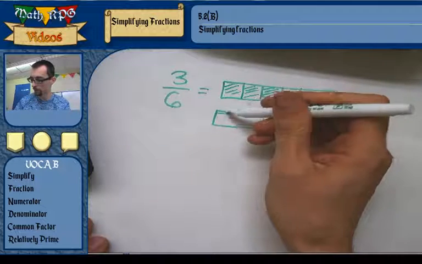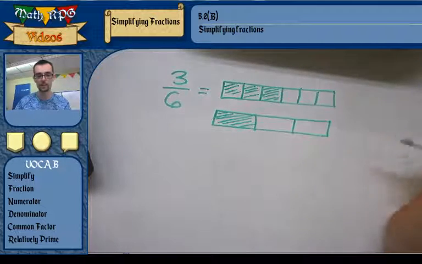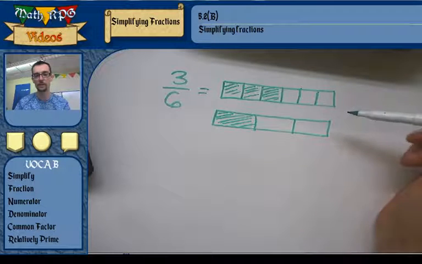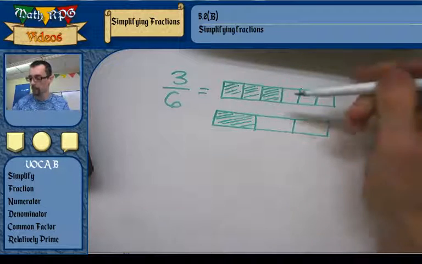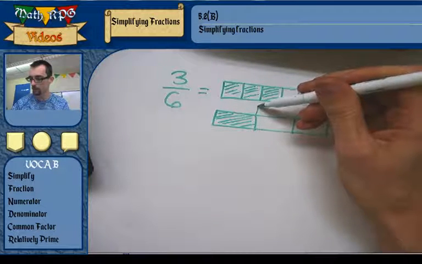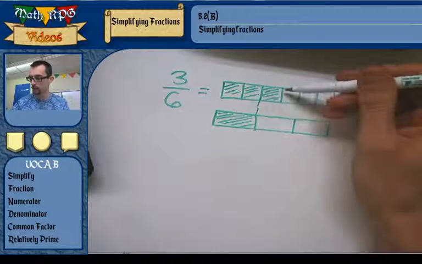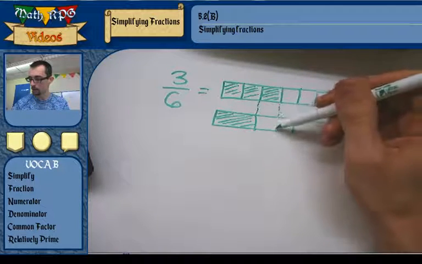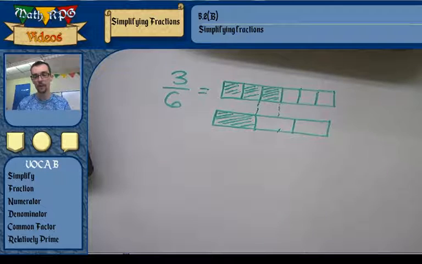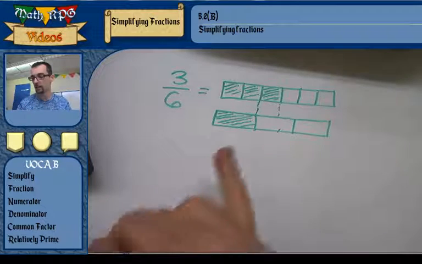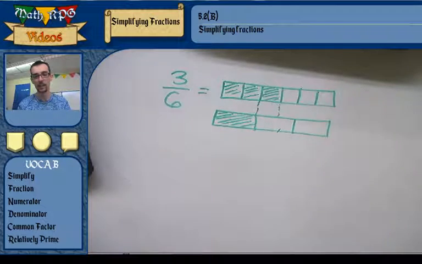Maybe 1/3, right? Well, visually, we know that 1/3 and 3/6 are different because they don't look the same. They don't match up, right? 1/3 happens to match up right there, and this does not match up to any lines here. So you can think of simplifying fractions as a way to match it up, but with as few lines as you possibly can inside of that fraction, okay?